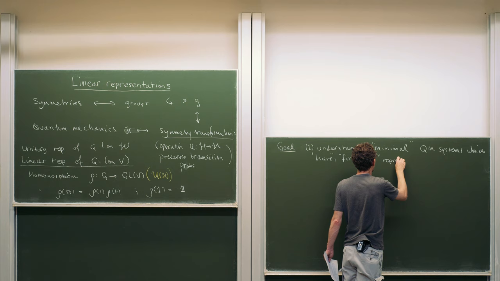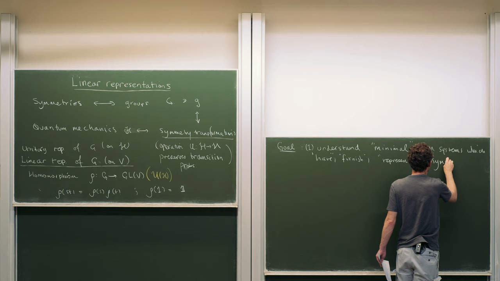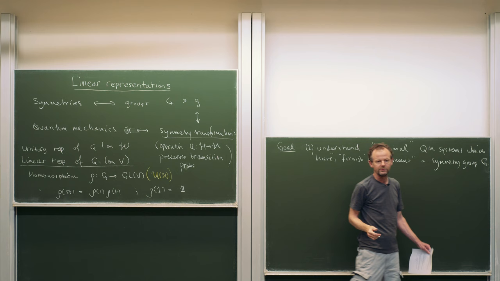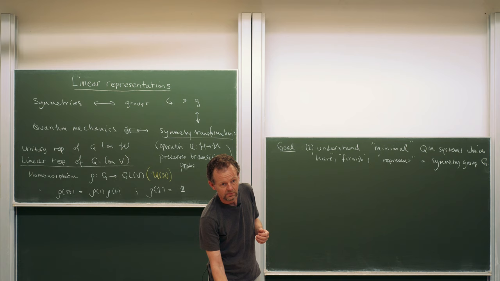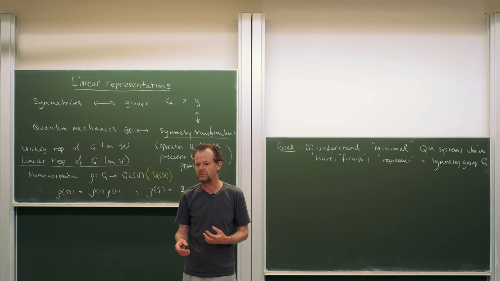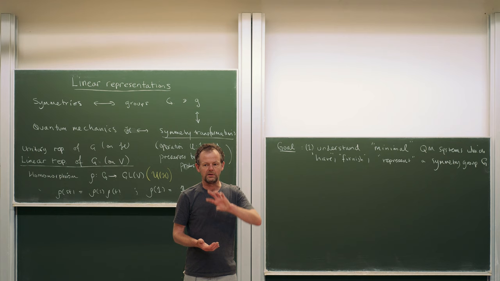Which represent a symmetry group G. So you can see what's at play here. Throughout quantum mechanics in your previous lectures, you sort of start with the system and then ask what its symmetries are, maybe. That's the way a lot of quantum mechanics is presented, not all. But here we're going to invert this logic a little.